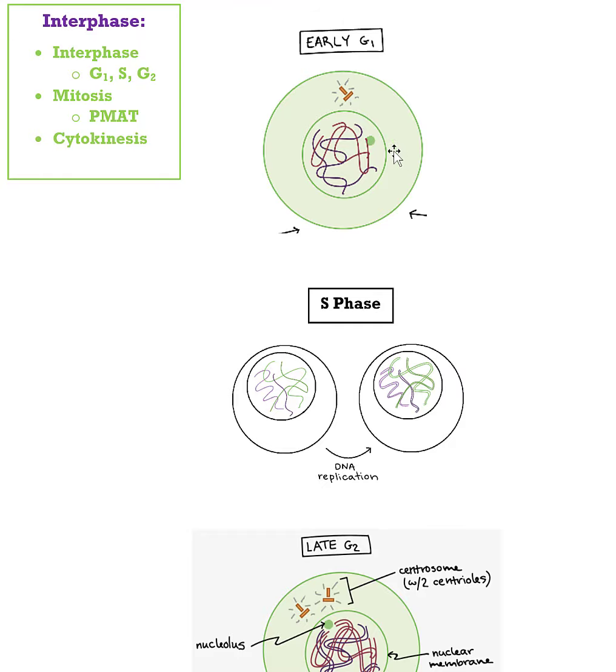Things that you should notice: the nucleolus will be visible as a dot. Chromatin is the term we use to describe all the chromosomes. Notice there is only one centrosome, and the centrosome is composed of two centrioles that are these barrel shapes that are at 90-degree angles to each other.